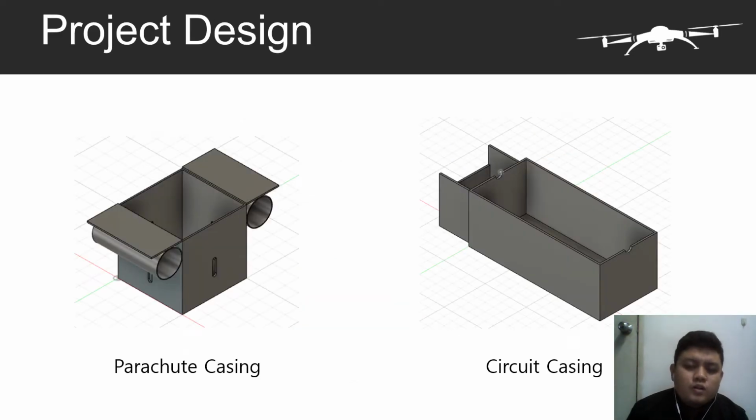For this project, I have drawn 2 designs, which are the parachute casing and the circuit casing. For these 2 drawings, I use Autodesk Fusion 360 software to draw the designs.